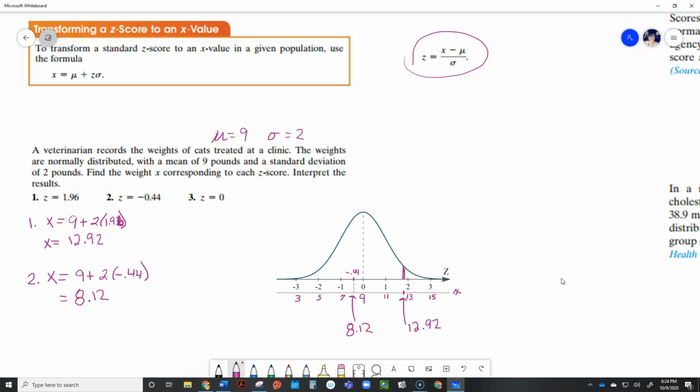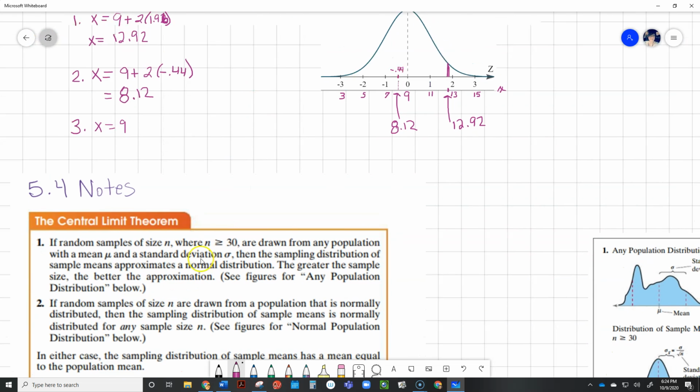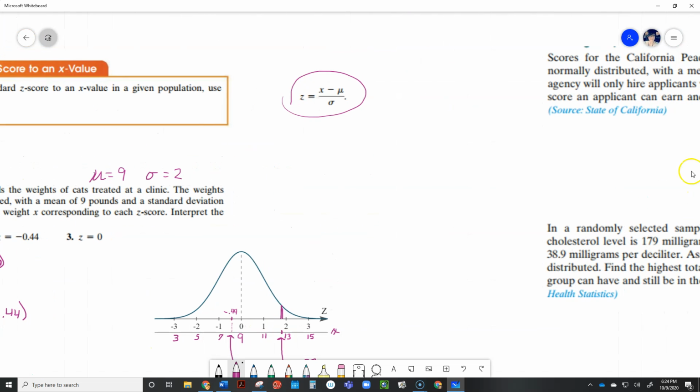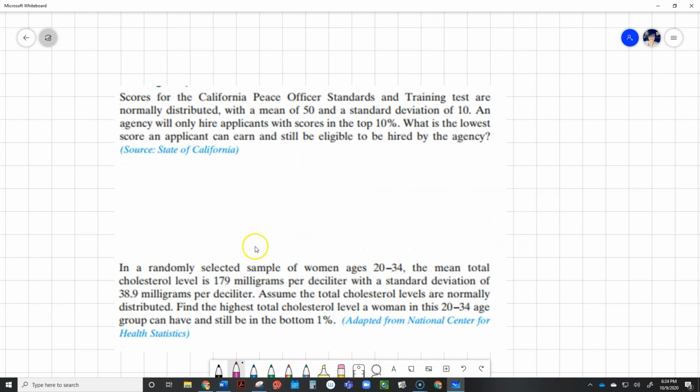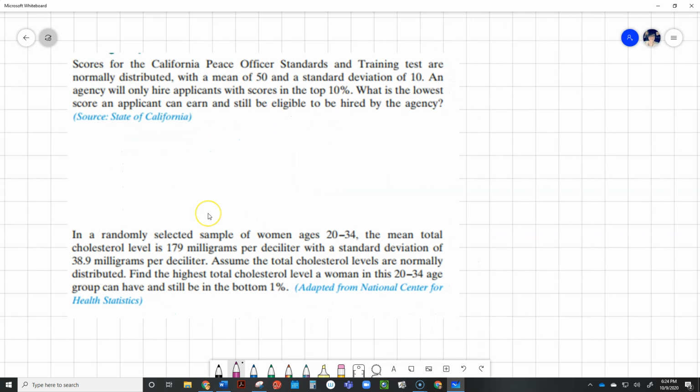Okay, and then the third one, again, this one should not have to be calculated. If the z is 0, then the x value is 9, because 9 is the mean. So if z is 0, we're talking about the 9. Okay, so that is that question, and that's pretty much what you have to do with this next value right down here. Here are the two problems.